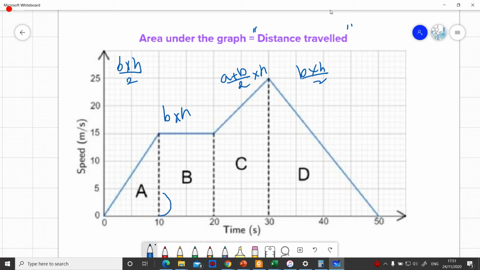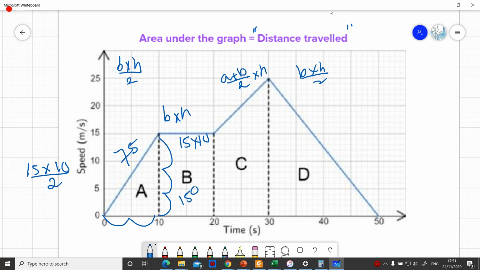The height of this, therefore, would be 1, 2, 3, so that would be 15. And we multiply that by the base, which is 10. And it says base times height divided by 2. That gives me 75 for the area of the triangle. This one is 15 times 10, which equals 150.